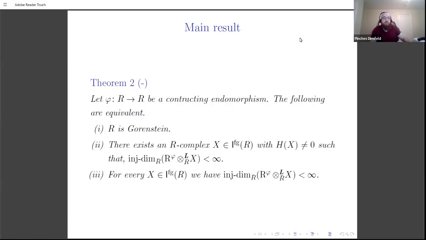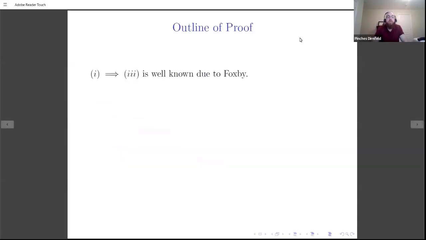So let me outline how this proof is going to go. The first two directions are easy. One implies three is easy, and this is due to Foxby, because Foxby showed that over a Gorenstein ring, the complexes of finite injective dimension are the perfect complexes, in other words, the complexes of finite projective dimension. And obviously, when you take a base change, the projective dimension does not go up. So the finite projective dimension stays finite, and you're still in the Gorenstein ring.